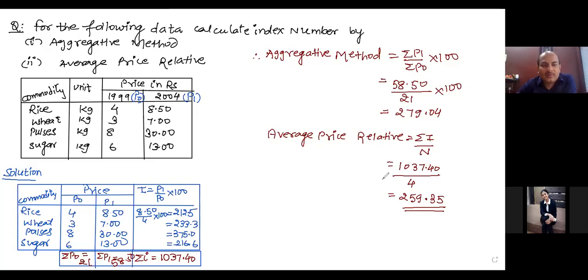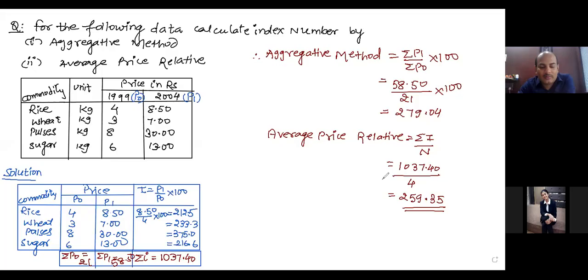Fine. So index number of aggregative method has certain limitations also. What is the first limitation? It is not independent of unit of measurement. And second is, it gives equal importance to all the items. Because the weightage is not mentioned, it means what? That all the commodities have been assigned equal weightage. So the first drawback is improved in the index number calculated by the average method.